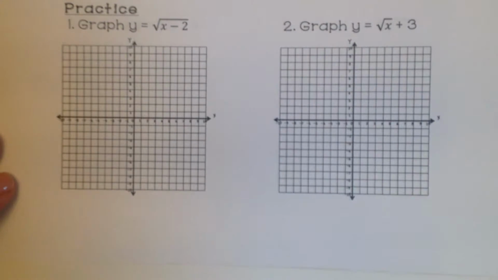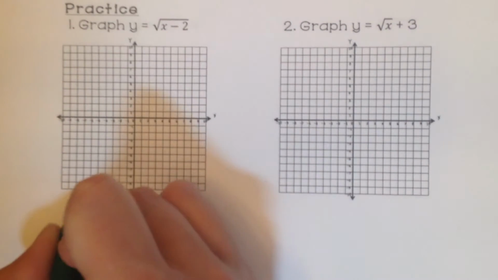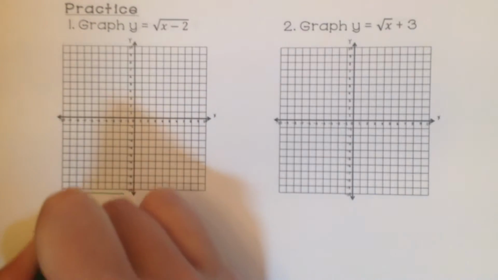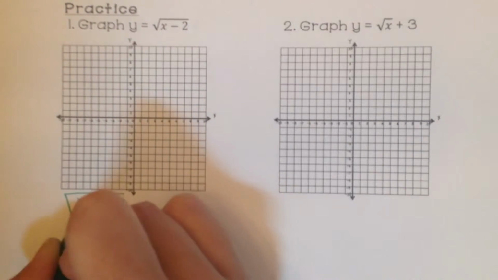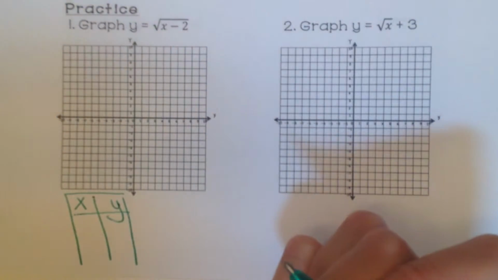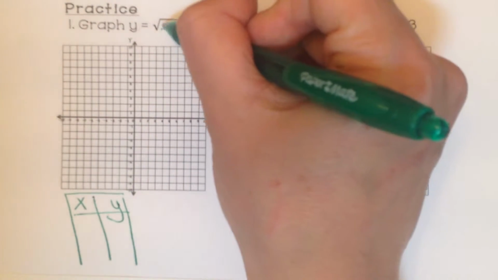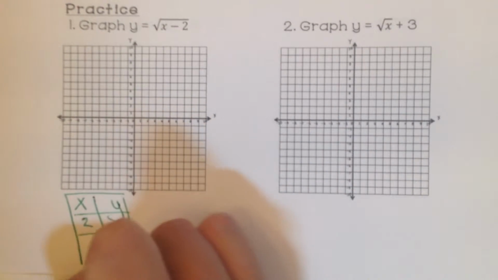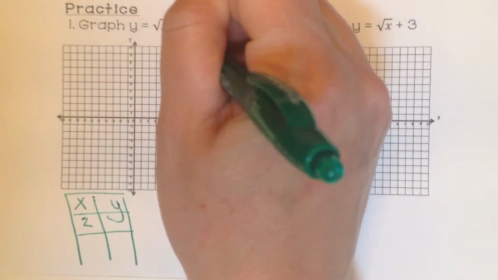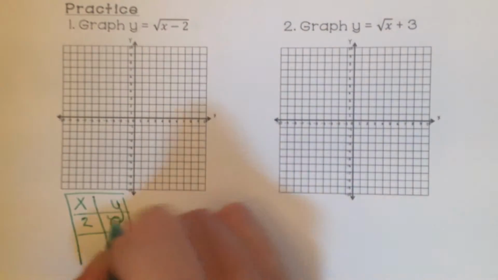Okay, so the first one. I'm going to choose x values. Again, working with perfect squares. What makes it be 0 underneath the square root sign? That would be when x is 2. 2 minus 2 is 0. Square root of 0 is 0.